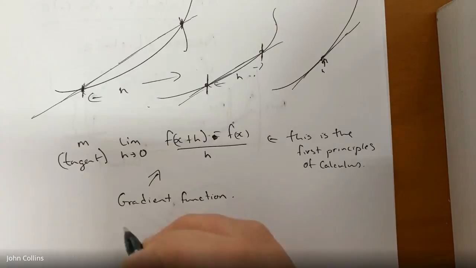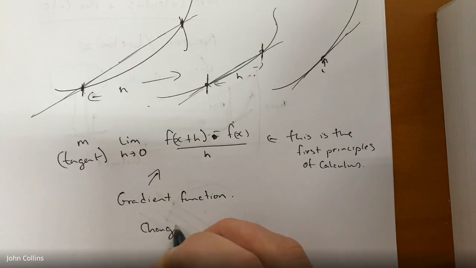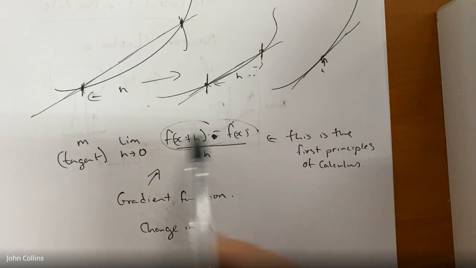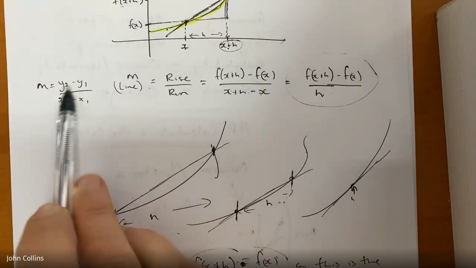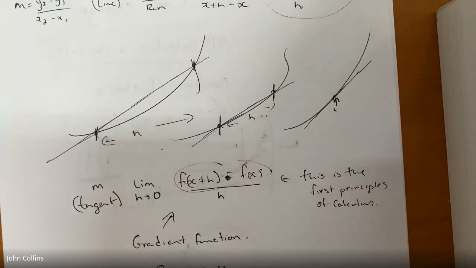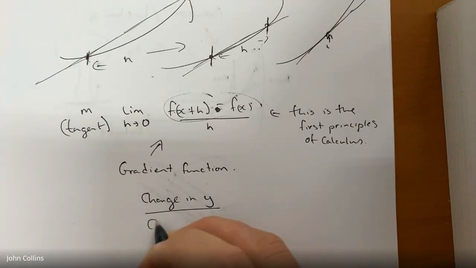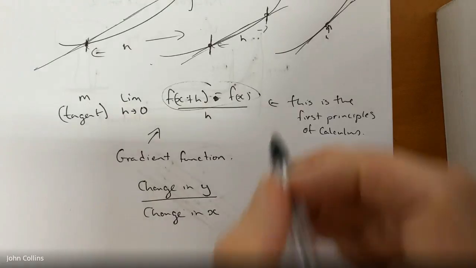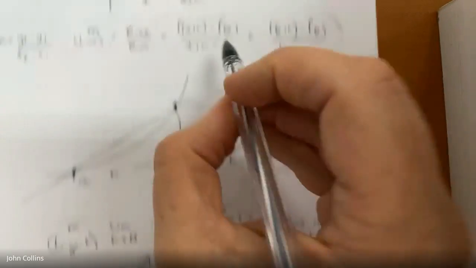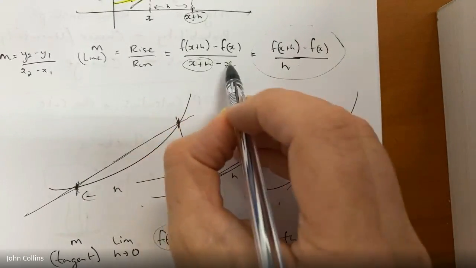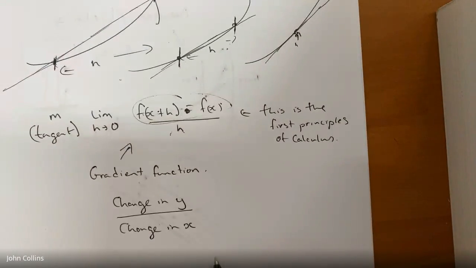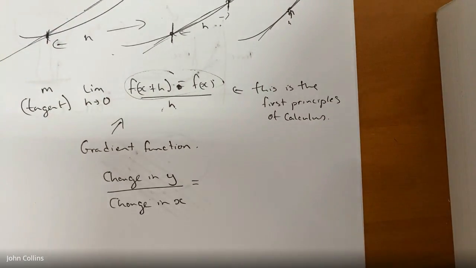It could also be called the change in y. So as y changes, y2 minus y1 here on top, remember from our slope, as y changes over the change in x. So the change in x was just h, but we found it out here: x plus h, take away x, that's the change in x. How much has it changed?